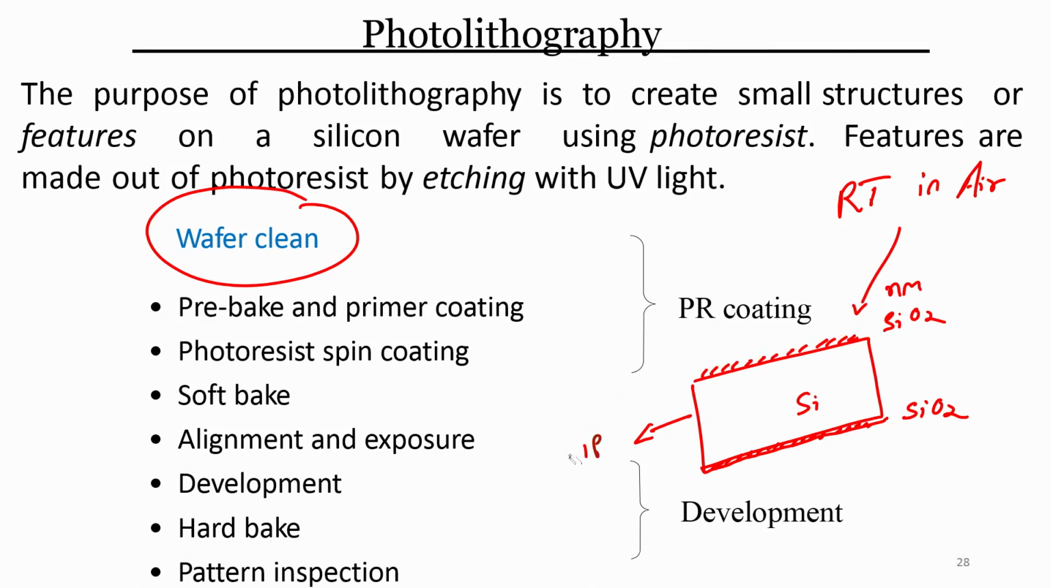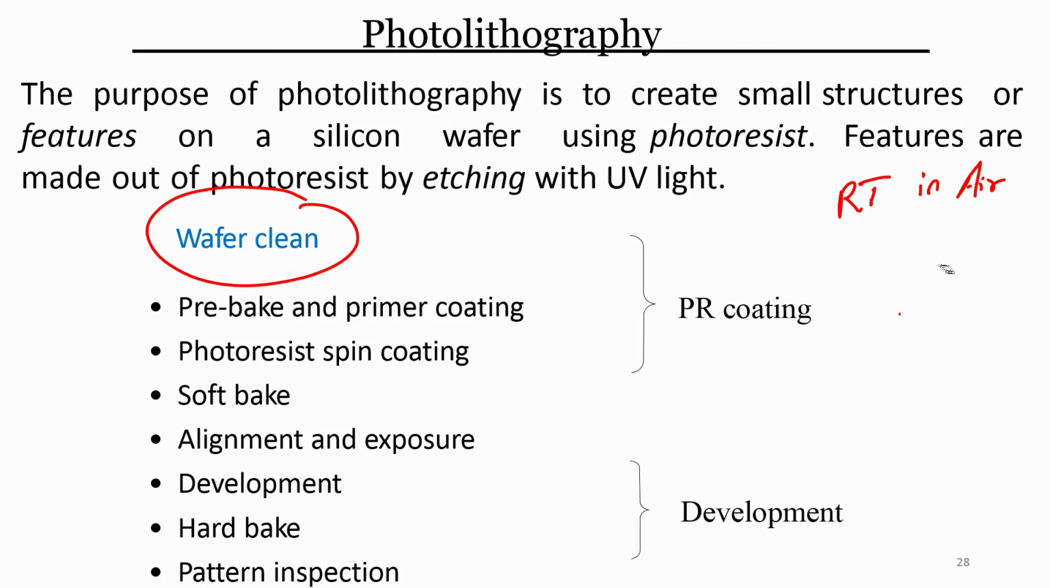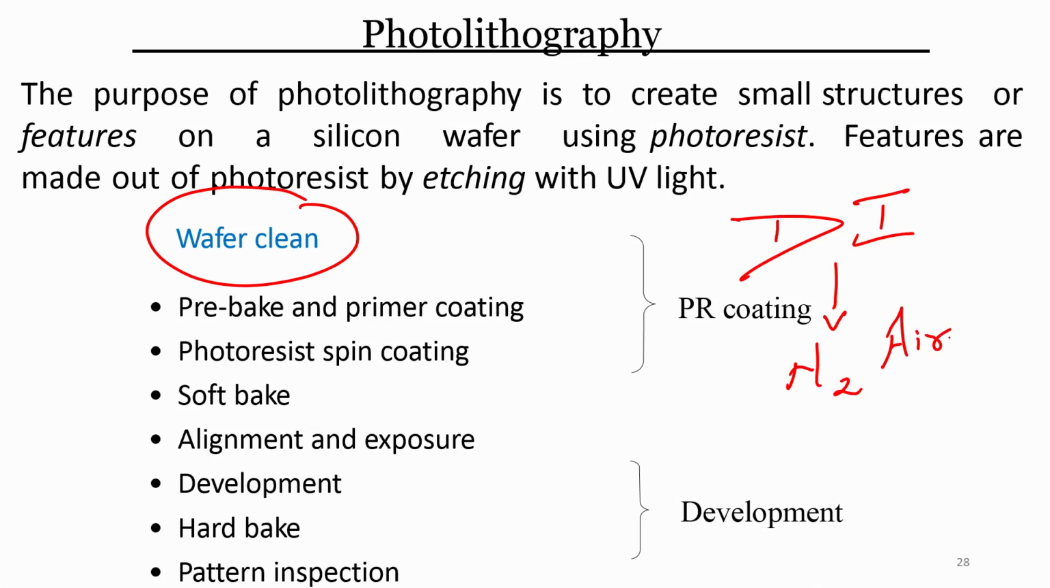After the silicon dioxide is etched, you have to perform the rest of the steps, which is cleaning with DI water, deionized water, followed by drying with nitrogen, followed by pre-baking, to remove any moisture on the surface.